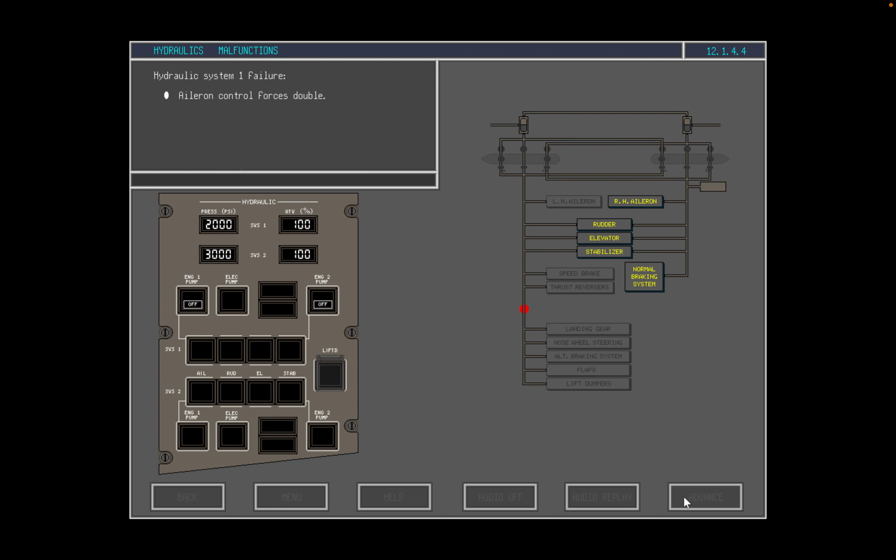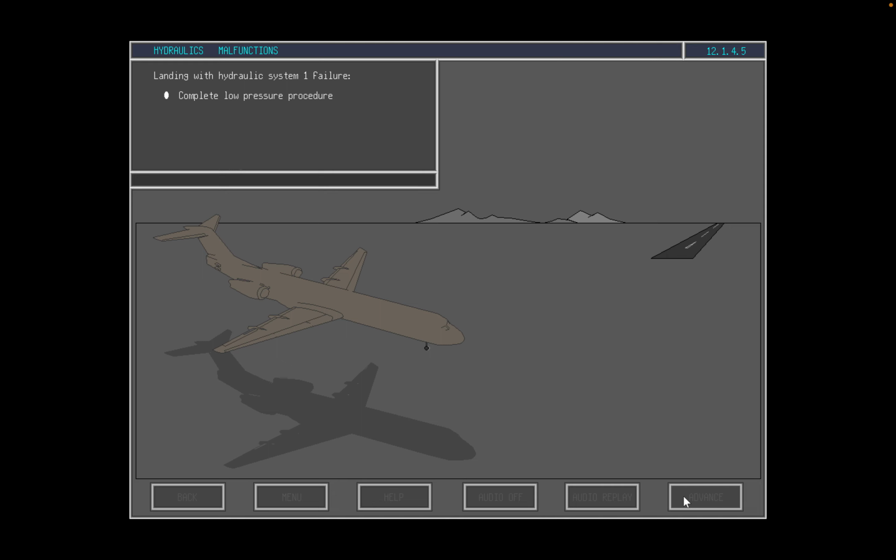During single-channel operation of the flight controls, aileron forces are approximately double. If the speed brake was extended when the failure occurred, it can be retracted, though at a slower rate than normal. When landing with a Hydraulic System 1 failure, complete the System 1 low-pressure procedure and establish the landing configuration early. Select the landing gear and flaps via the alternate systems. Use flaps 25 for landing if runway length permits.